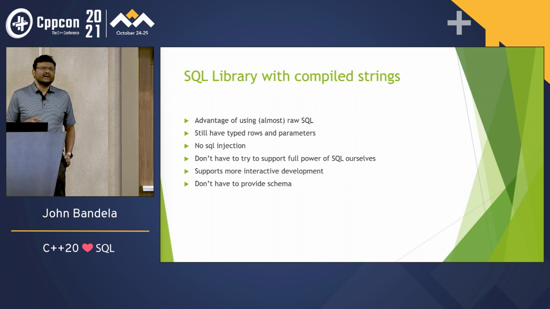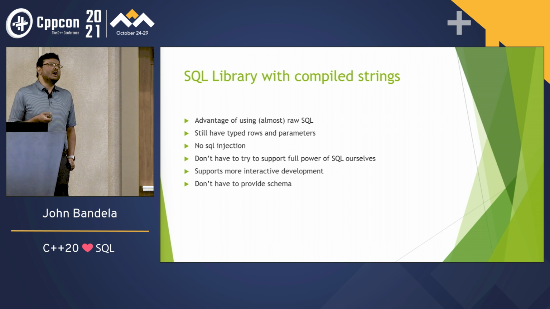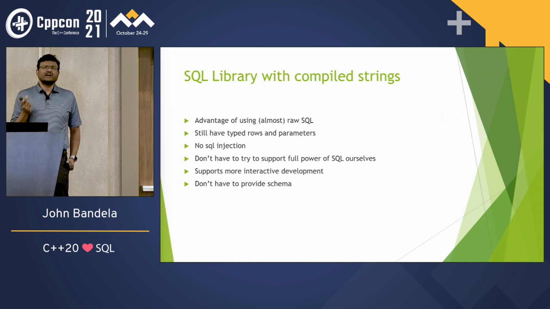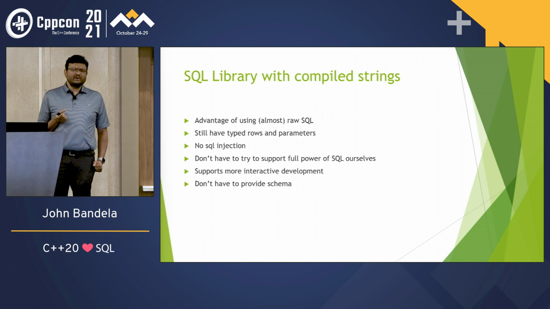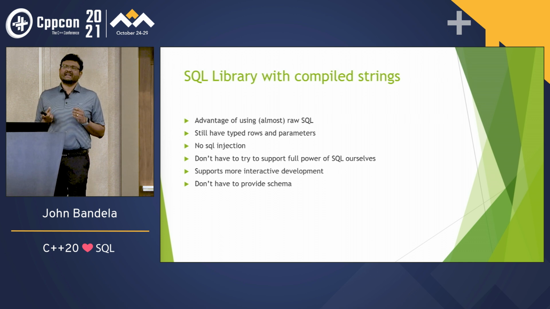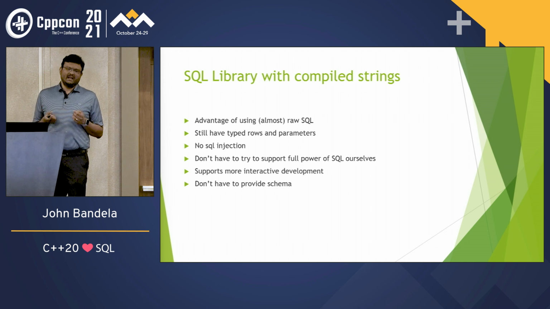All right. So for this one, in terms of what I wanted to try to implement, we want to keep with the SQL but do compile time strings. So basically, we have the advantage of using almost raw SQL. So we can still convey back and forth. But we still want to have typed rows and parameters. And because it happens at compile time, we can prevent SQL injection because it's a compile time string.